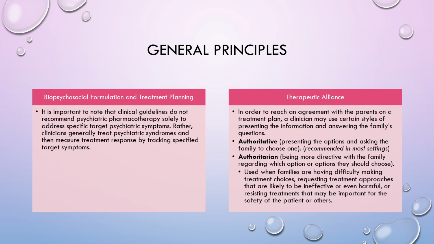So in order to reach an agreement, though, if you do decide that maybe they do need medications, there are certain types of styles, because you're not just getting the assent, which I'll have more on next, from just the parent, but also the child. So there's an authoritative style, which is presenting the options and asking the family to be able to choose, recommended in most settings. Authoritarian is being more direct with the family regarding which option, and actually giving them your opinion on which one they should choose. Okay.